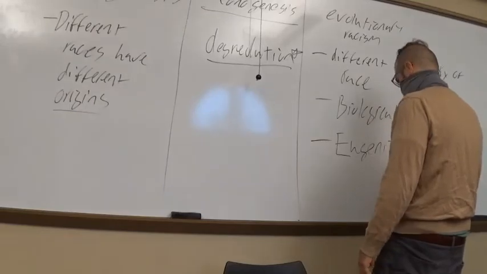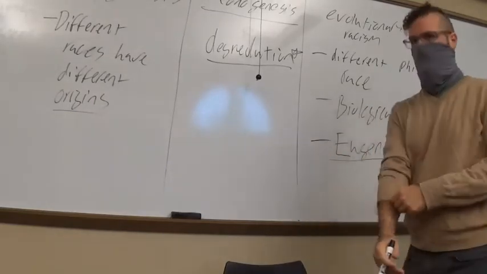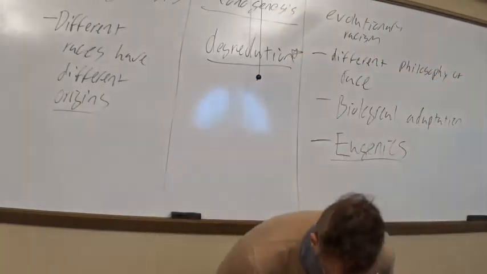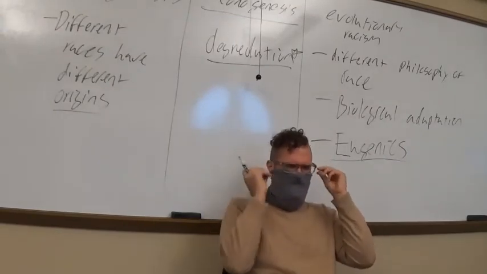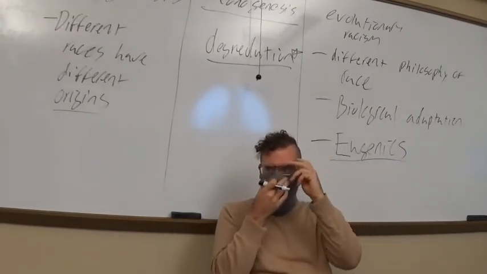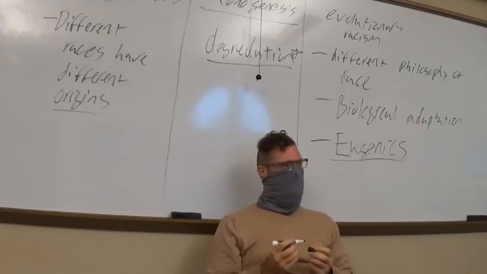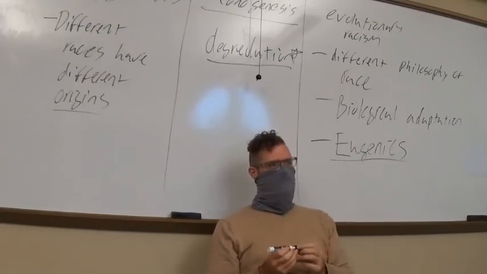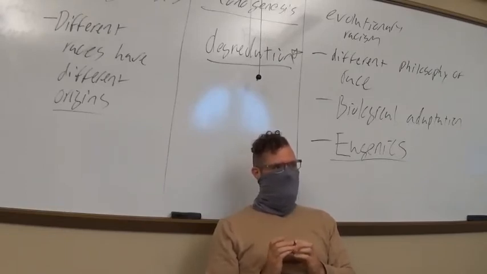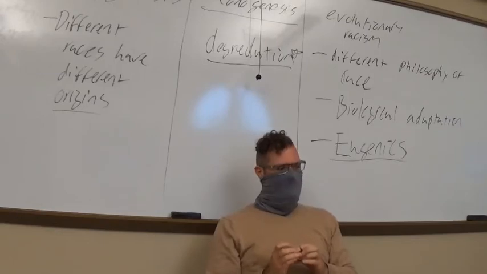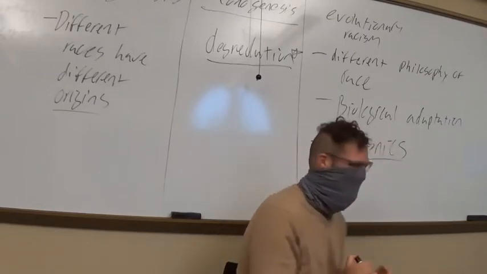Named after one of Darwin's students, Eugene Halton. Is anybody familiar with that word? What eugenics is? Isn't it like trying to find the best people to breed with the best people to produce a good human that's going to be strong and smart or whatever?